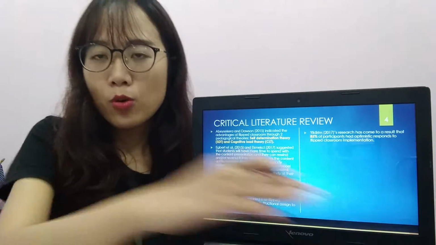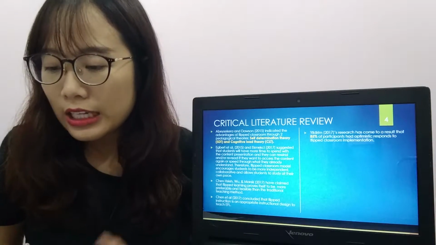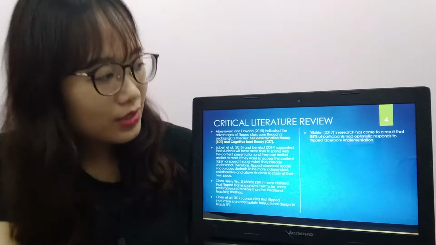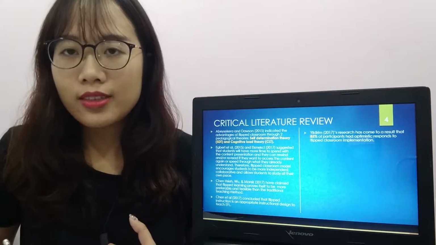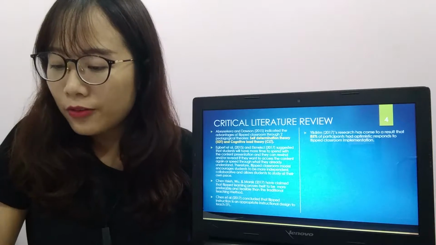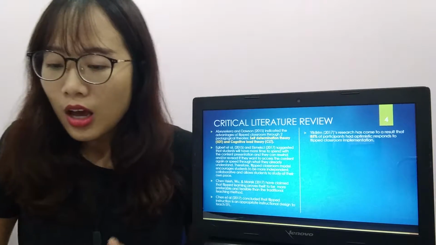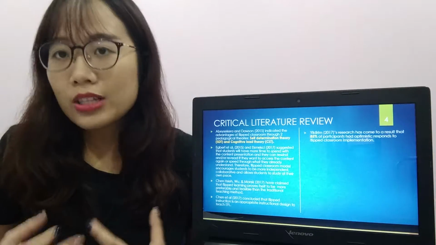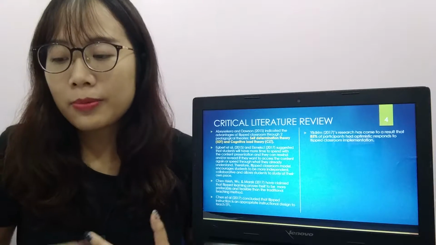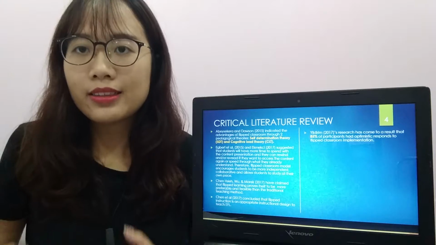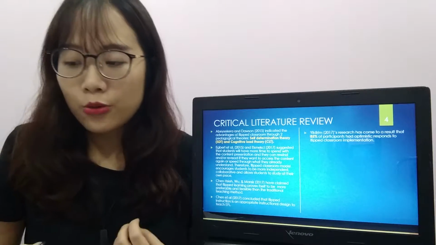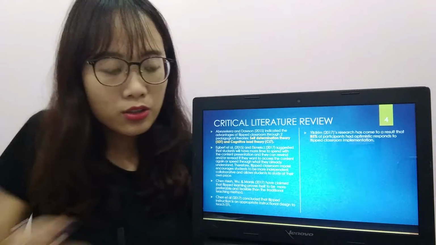On the other side of the quantitative data, Erdem in 2017 had done a research, and he came to a conclusion that 85% of his participants agree that or respond that they like the flipped classroom implementation more than the traditional one, and it increased their curiosity, readiness, and retention of knowledge.